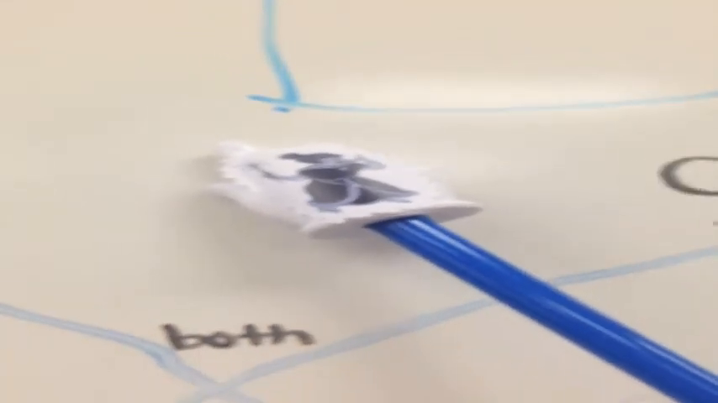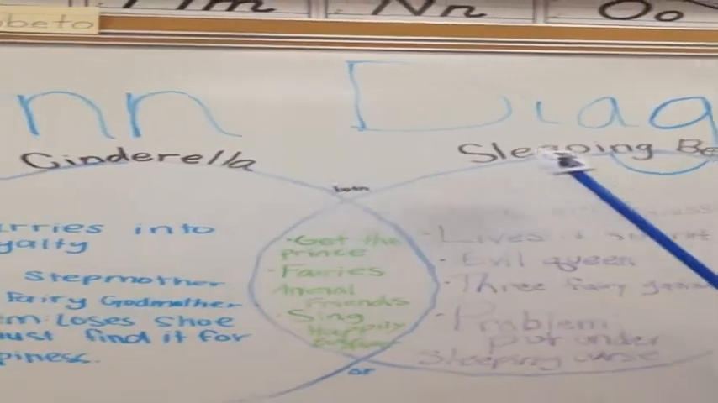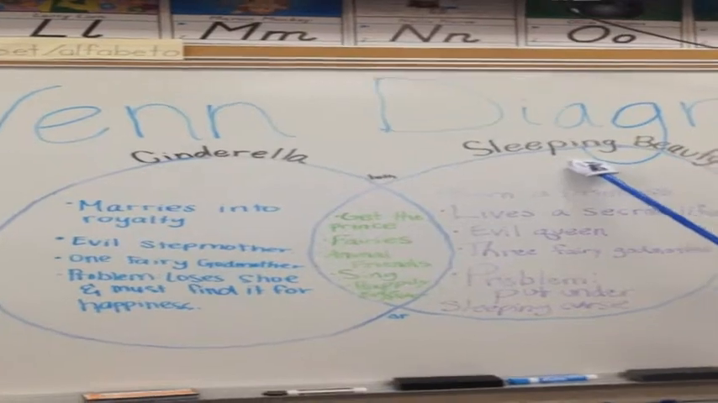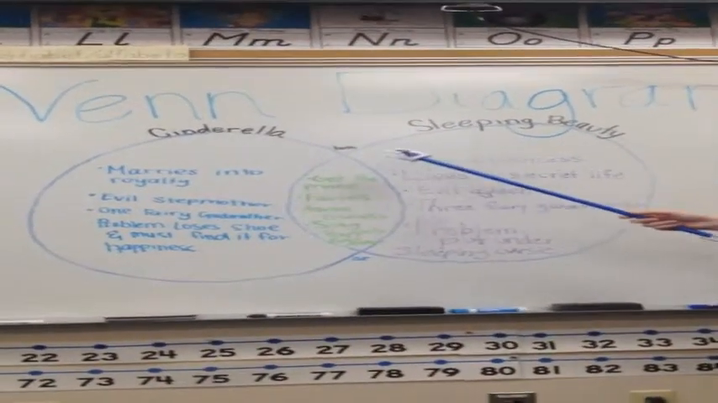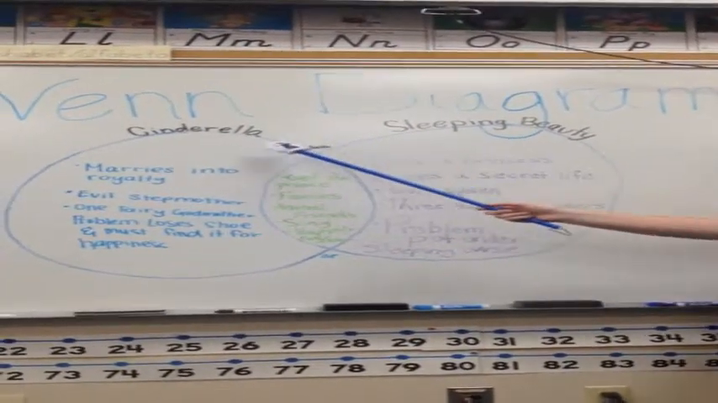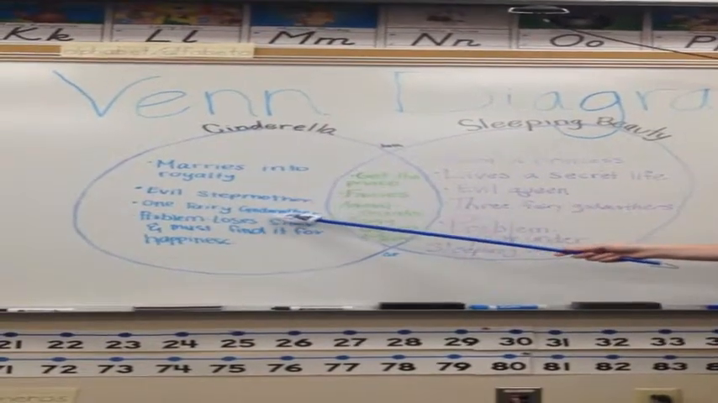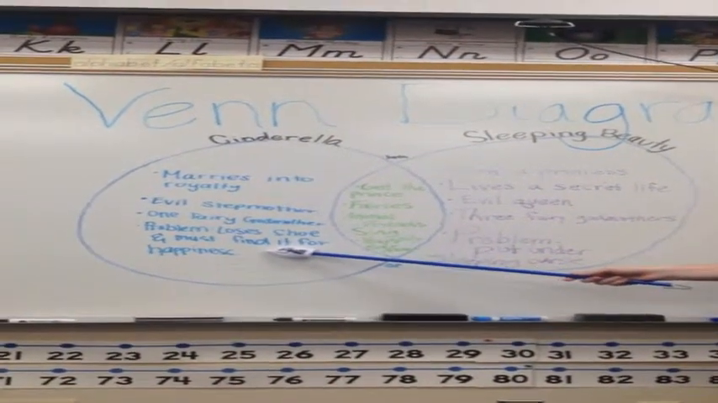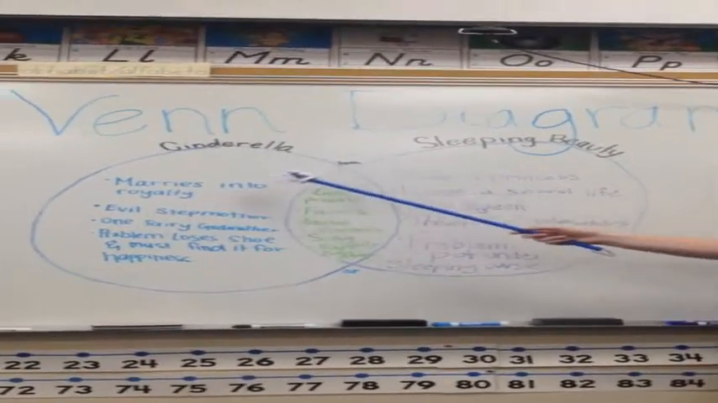The fairy godmother just got finished reading up on her two favorite princesses, Cinderella and Sleeping Beauty. She decided to create a Venn diagram and to compare and contrast her two favorite princesses. In this corner, we have Cinderella. She has these 5 categories that have to do with her character and what happened to her.